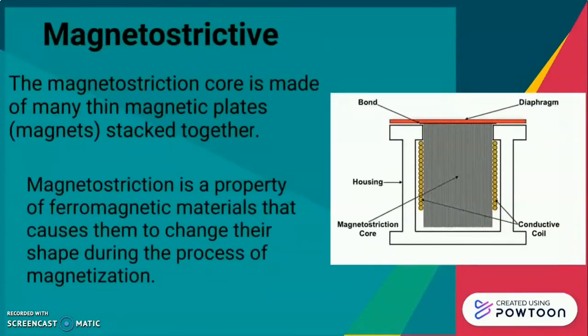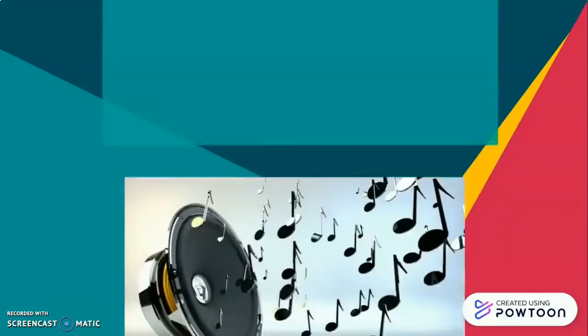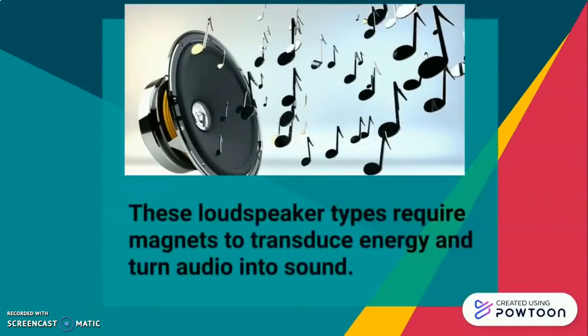The magnetostrictive core is made of many thin magnetic plates stacked together. Magnetostriction is a property of ferromagnetic materials that causes them to change their shape during the process of magnetization. This loudspeaker type requires magnets to transduce energy and turn audio into sound.